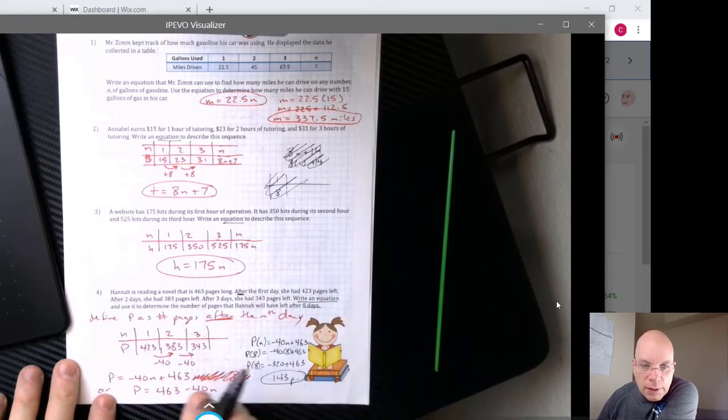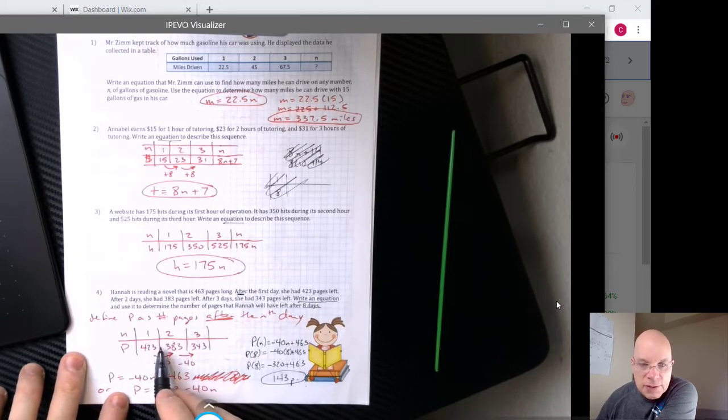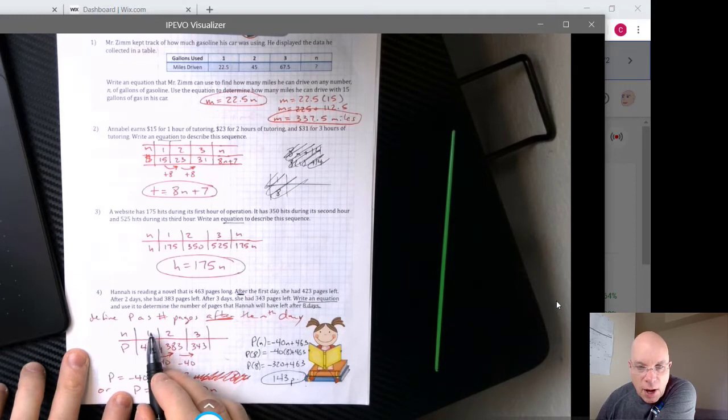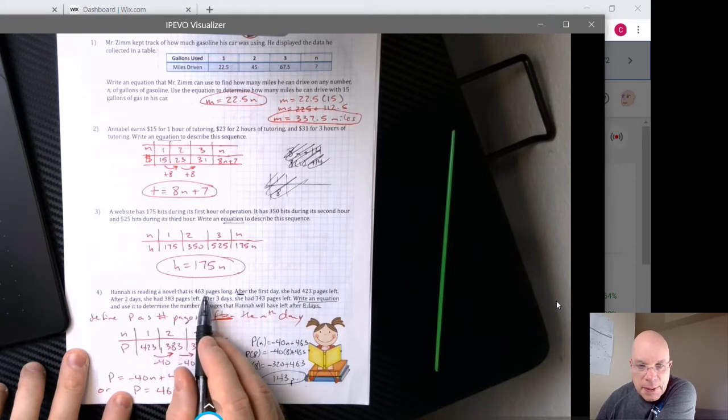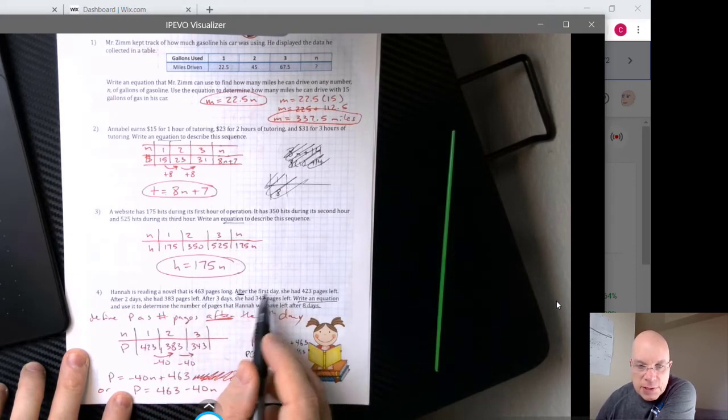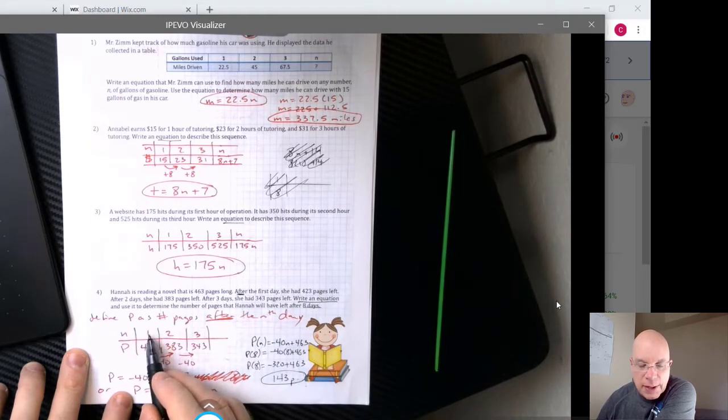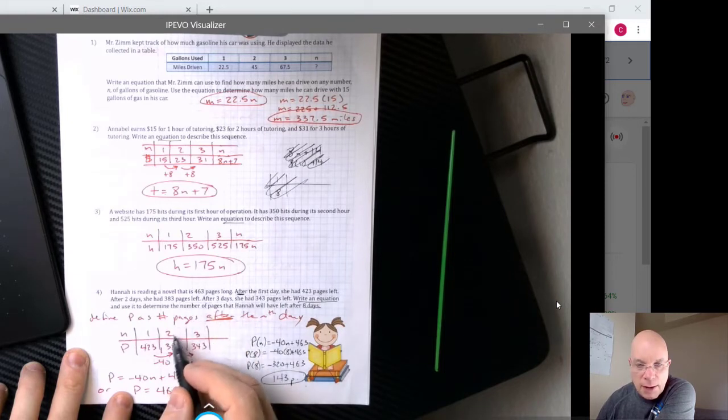Number 4, I made a little table. This one's a bit harder. She's reading a novel that is 463 pages long. After the first day, so I chose to make my table this way. And there's different ways to do this, so I'll talk about that before we're done here. But after the first day, so after day 1, she had 423 pages left. So she had read 40 pages of the novel.